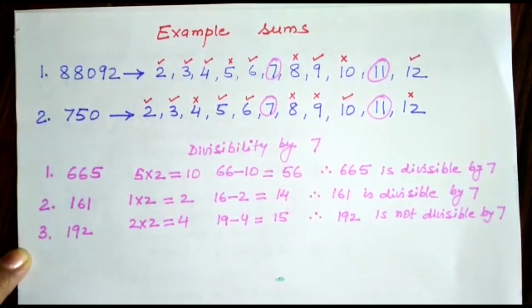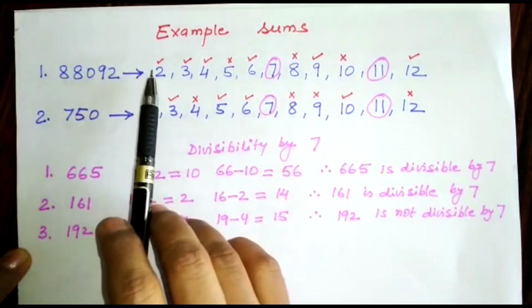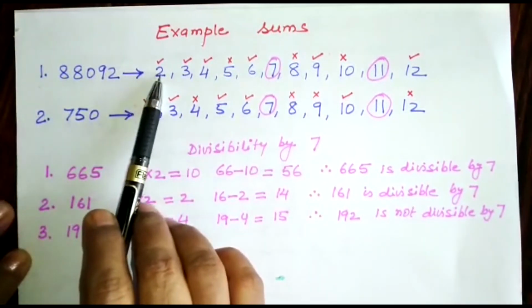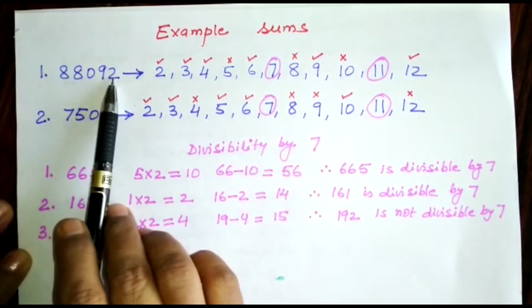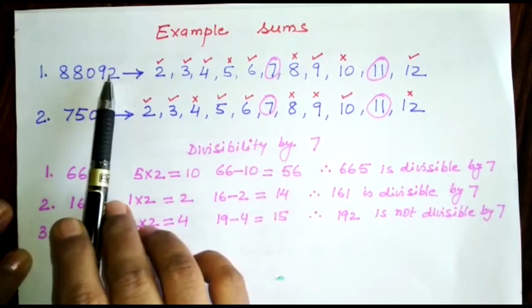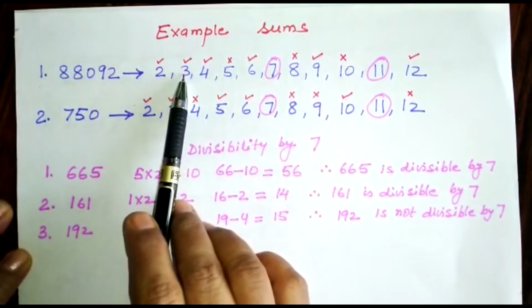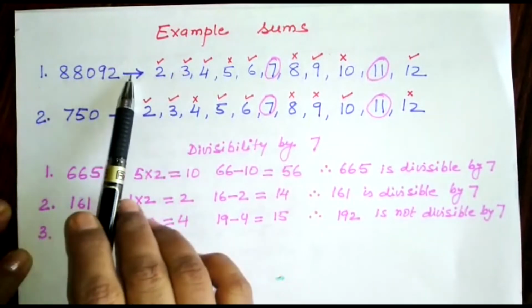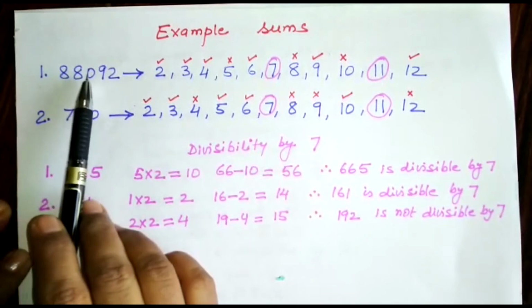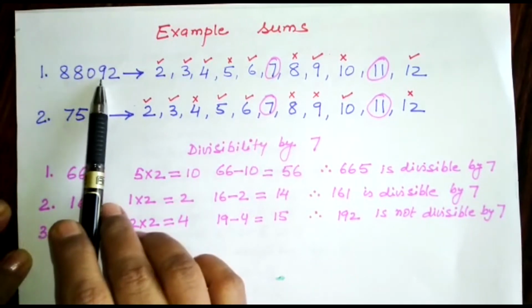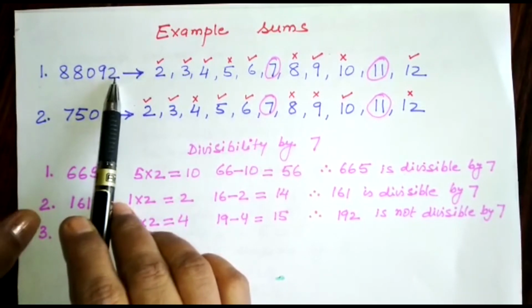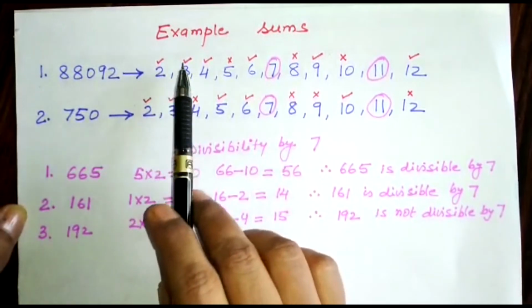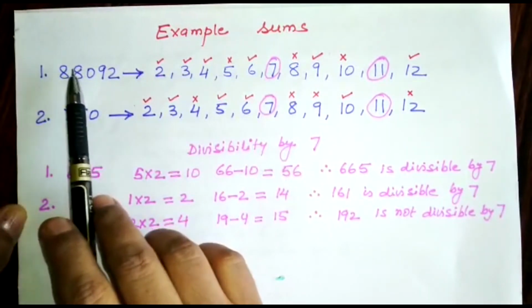88092. We have to see whether it is divisible by 2. For being divisible by 2, it has to have an even digit or 0 in units place. It has, so it is divisible by 2. For divisibility by 3, we'll add all the digits. 8 plus 8 is 16, 16 plus 0 is 16, 16 plus 9 is 25, 25 plus 2 is 27, which is divisible by 3. So therefore this number is divisible by 3.